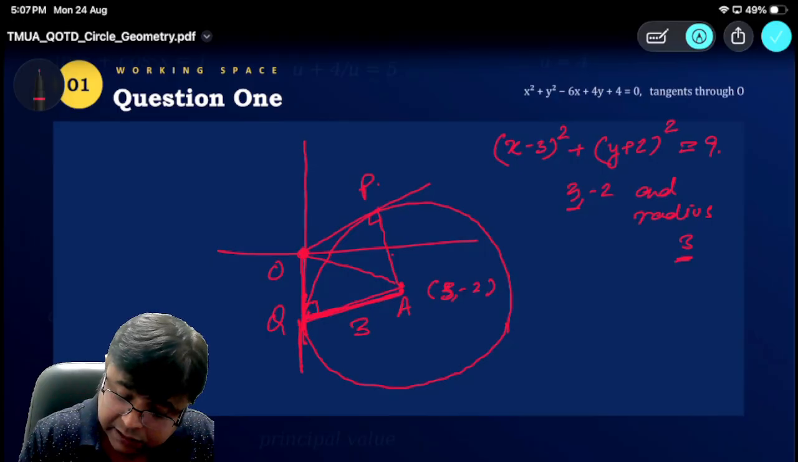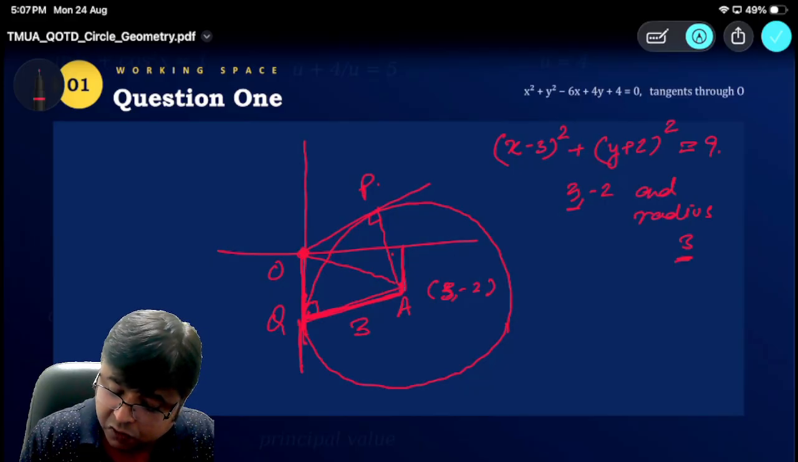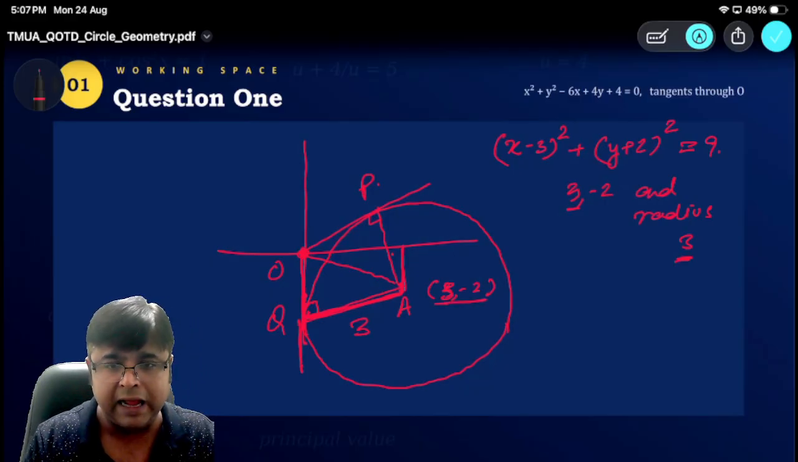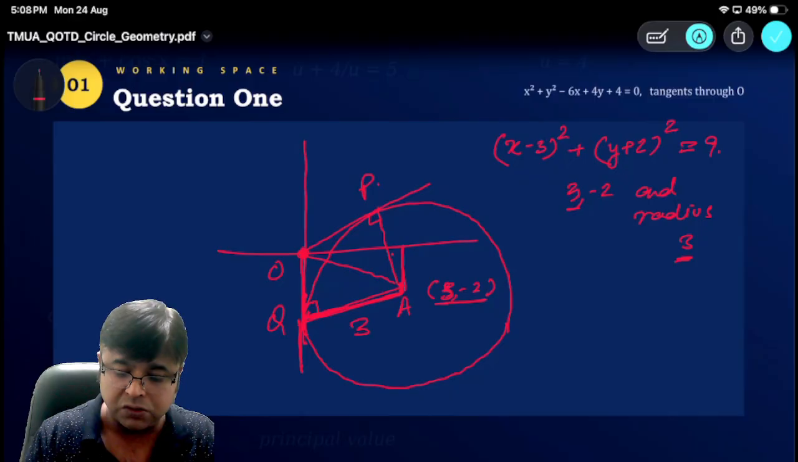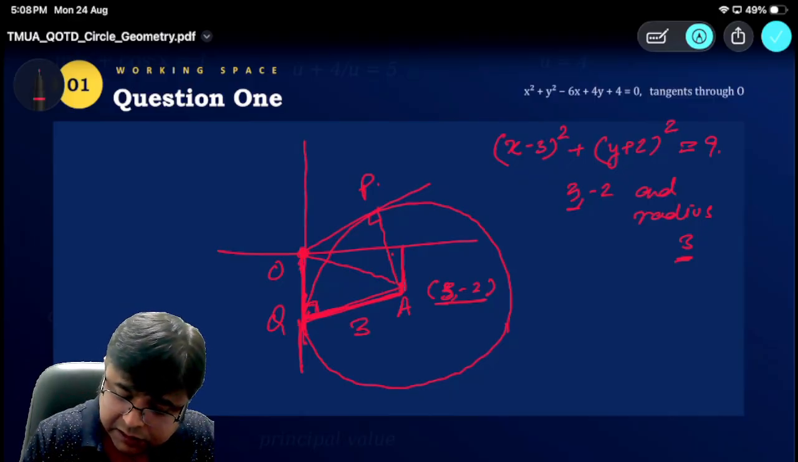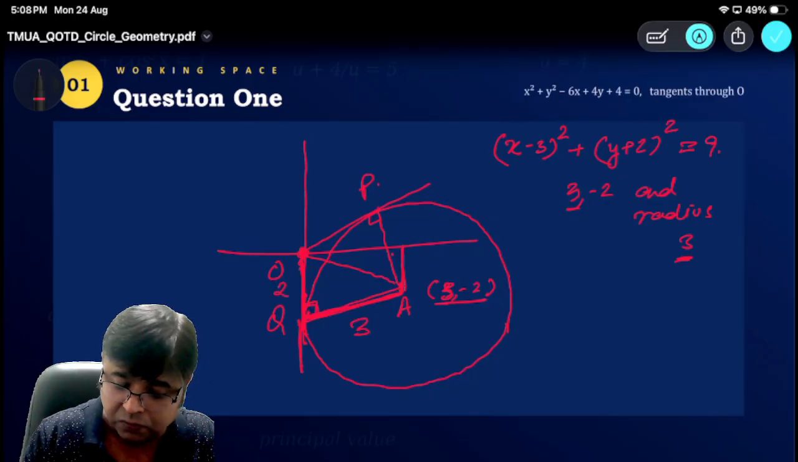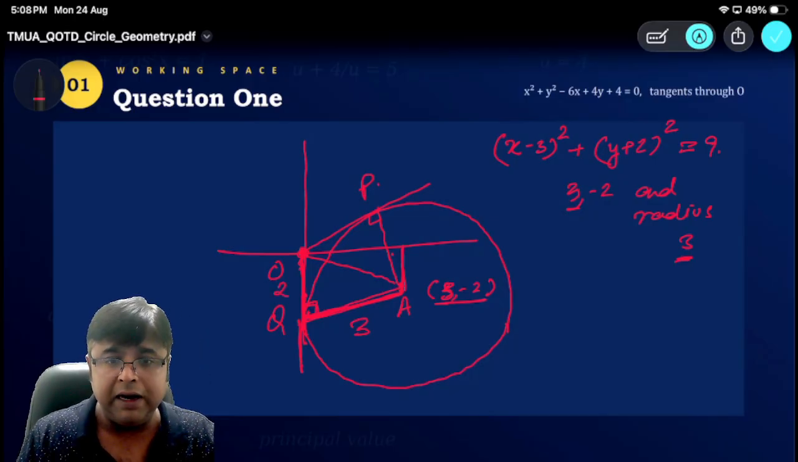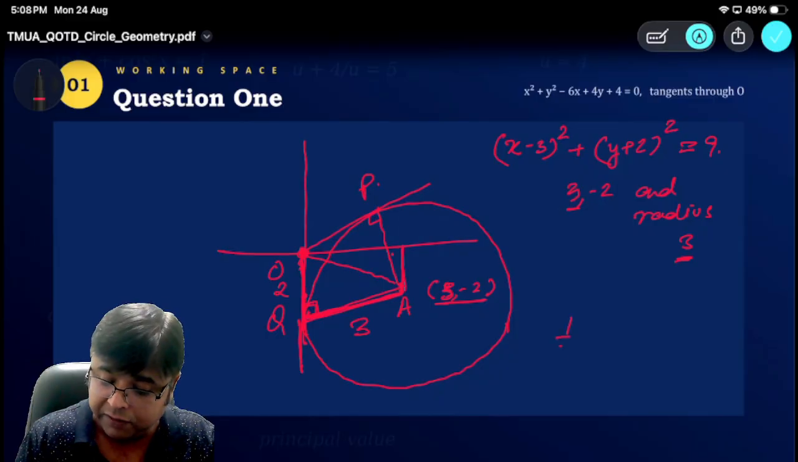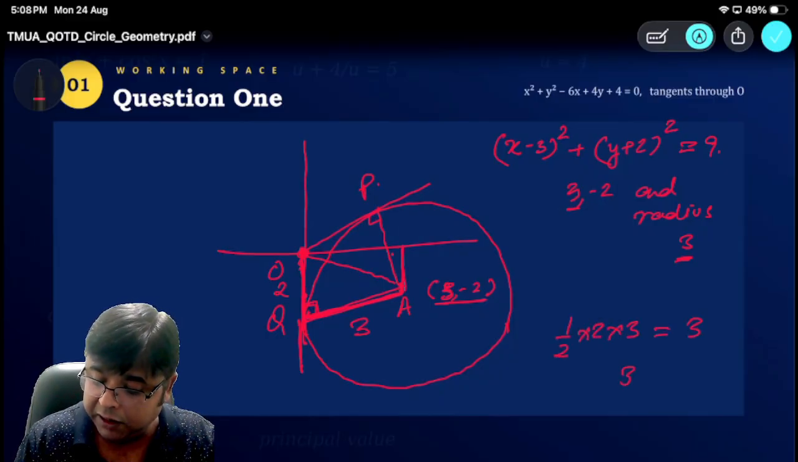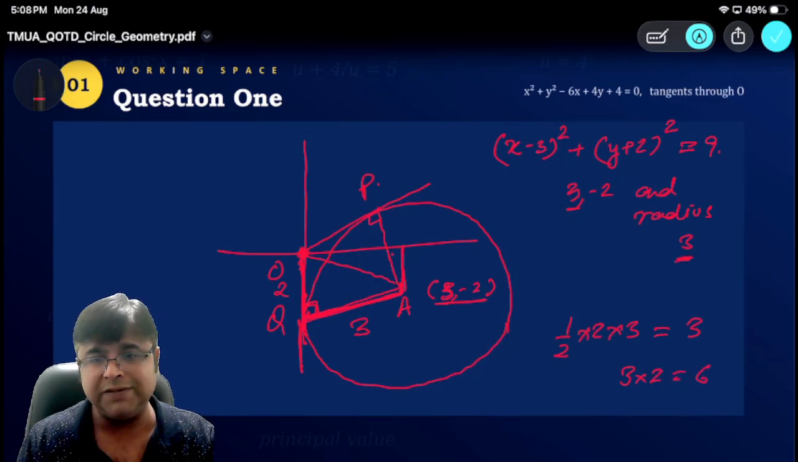If I look at the coordinate, it is minus 2. So the distance from the x-axis is 2, and this is also the same, so this also becomes 2. Now this quadrilateral is a combination of two right angle triangles. So I can find the area of one and double it. Half into 2 into 3 will give me area 3, and 3 into 2, the area becomes 6.